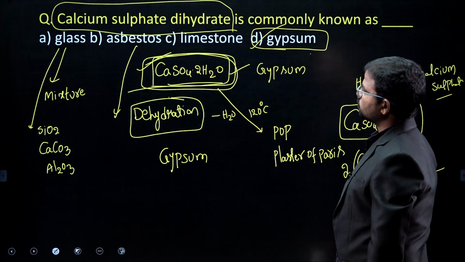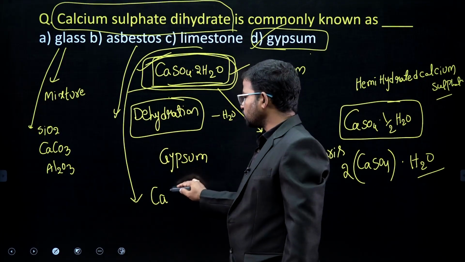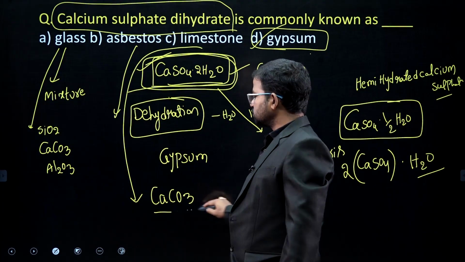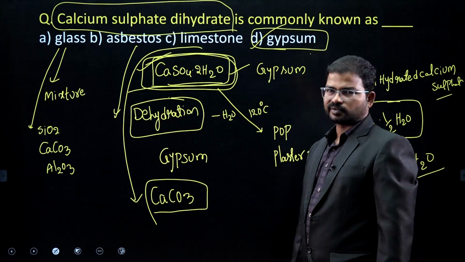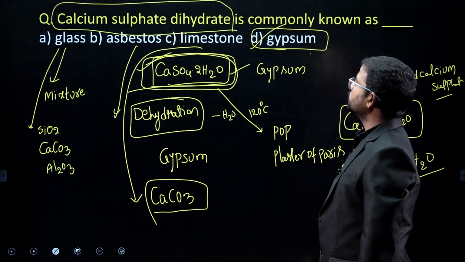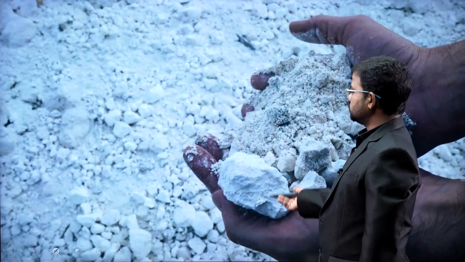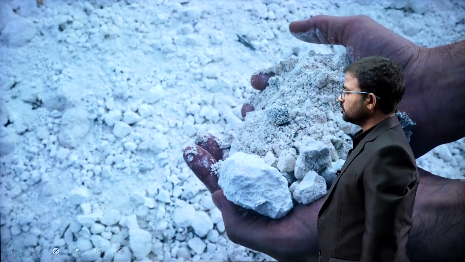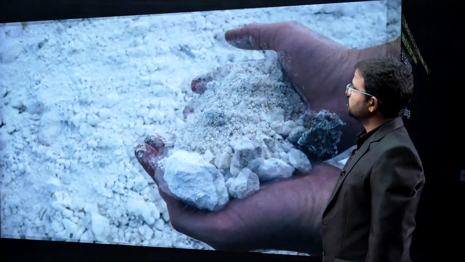Next, what about limestone? Limestone means nothing but calcium carbonate. This is called limestone or marble stone, an abrasive in toothpaste. Gypsum, we already discussed. This is the gypsum. By the addition of gypsum, the setting time of cement has been increased.